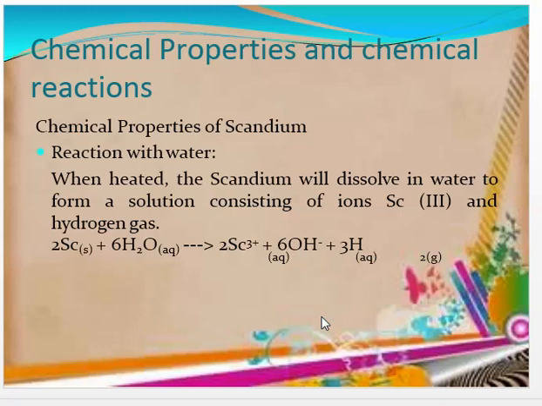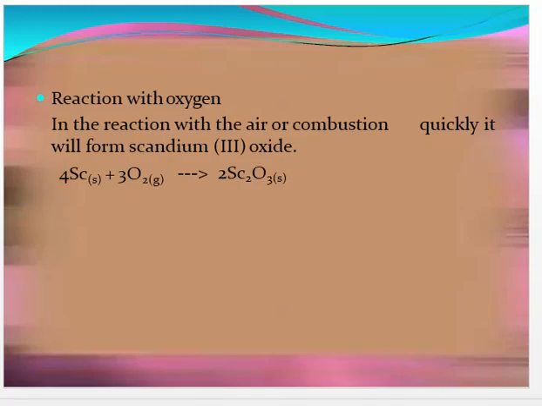Now about chemical properties and the chemical reactions. Reaction with water: when heated, scandium will dissolve in water to form a solution consisting of scandium 3 ions and hydrogen gas. Reaction with oxygen: in the reaction with air or combustion, it will quickly form scandium 3 oxide in solid state.